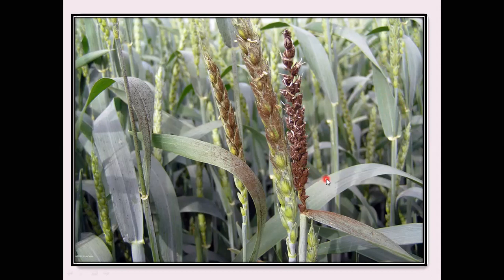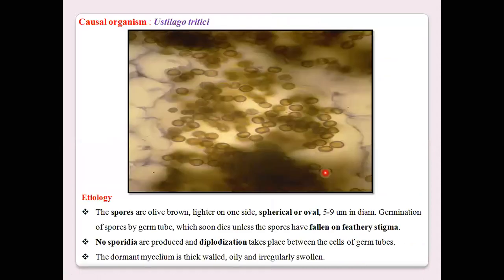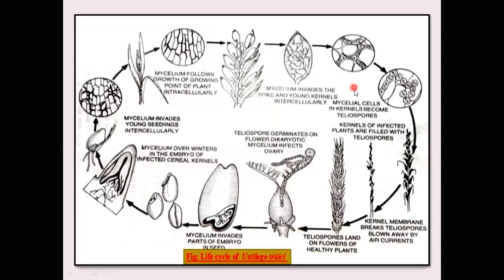Okay, so these are the symptoms of the loose smut disease seen in the wheat crop. Okay, then the causal organism is Ustilago tritici. Okay, so this Ustilago tritici fungus produces the spores. Just to see the disease cycle of Ustilago tritici. Okay, means these spores are generally olive brown in nature and spherical in shape.